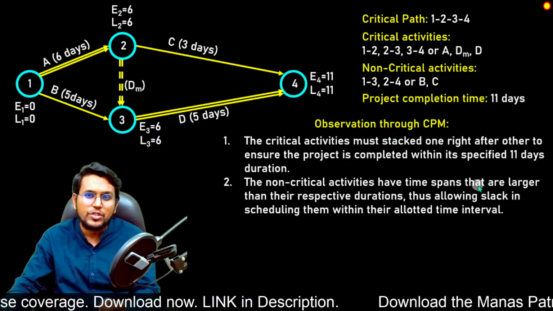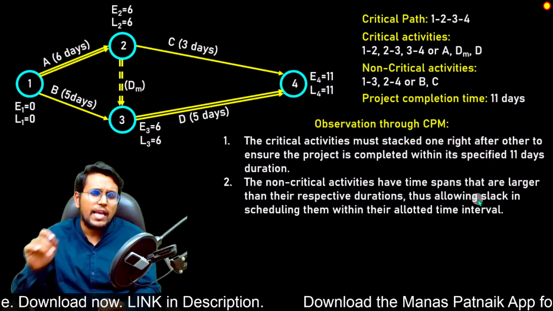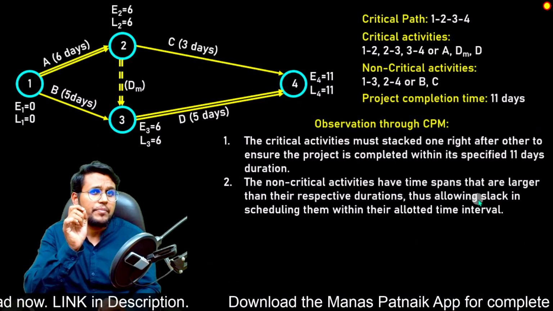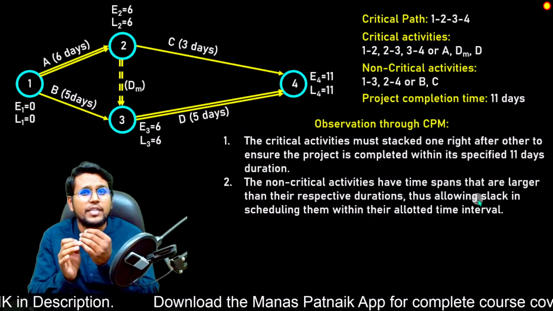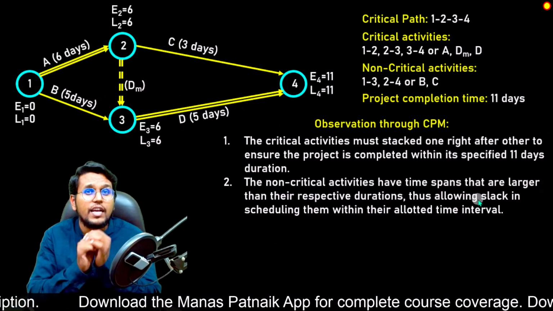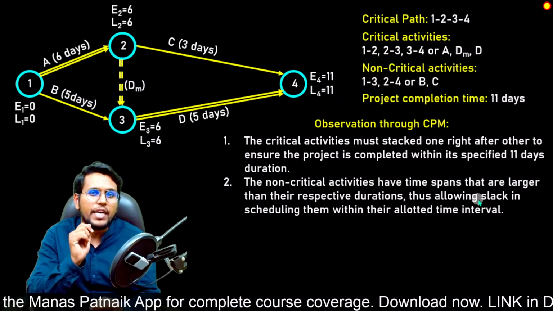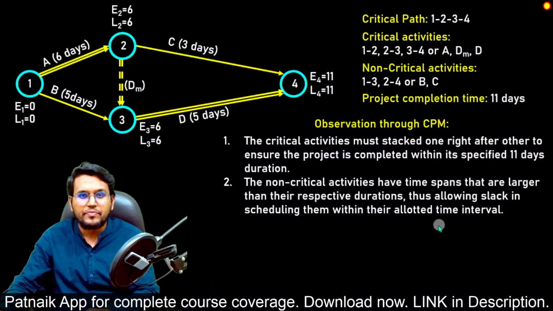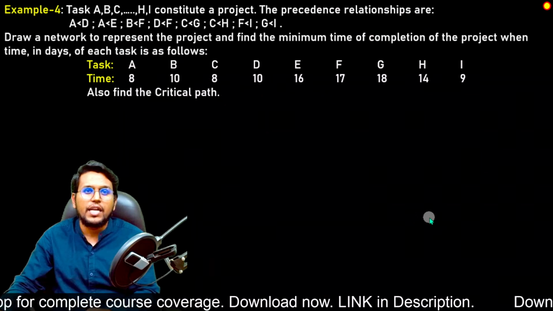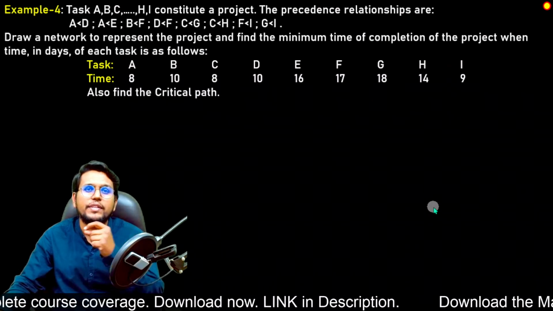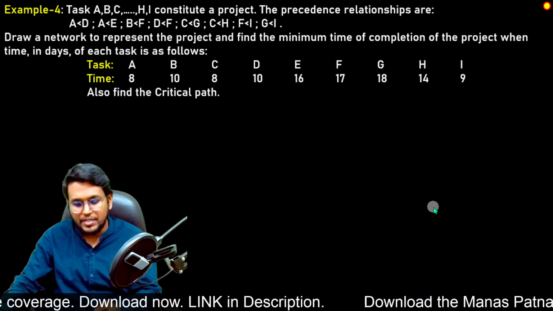So here it is using the word slack. Slack is the additional time they have. The non-critical activities have some additional time, and we may delay them within that slack period of time. So that's what it is. And now let us take one more example and understand it very clearly.